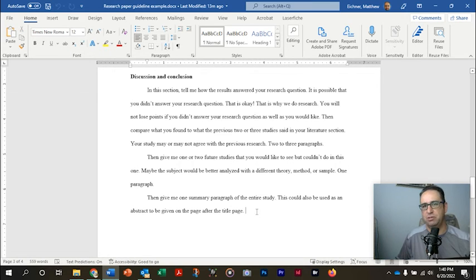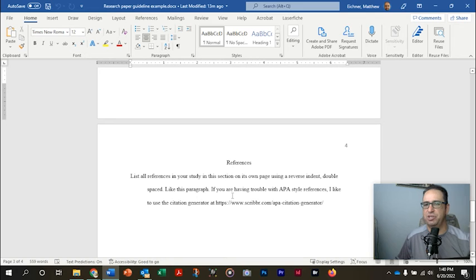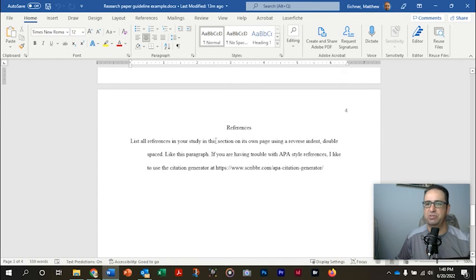And you could also use this as an abstract, which could be given on page 2, in which case your introduction would start on page 3, okay? So that's basically it. Oh, and then finally at the end, references. References should go on its own page using this reverse indent, double space, like this paragraph. And I like this citation generator here. So I use that one.